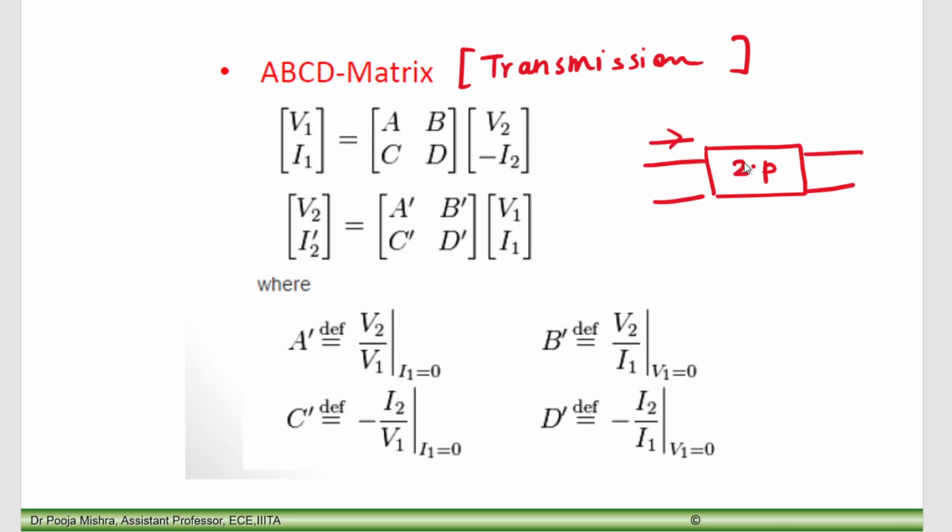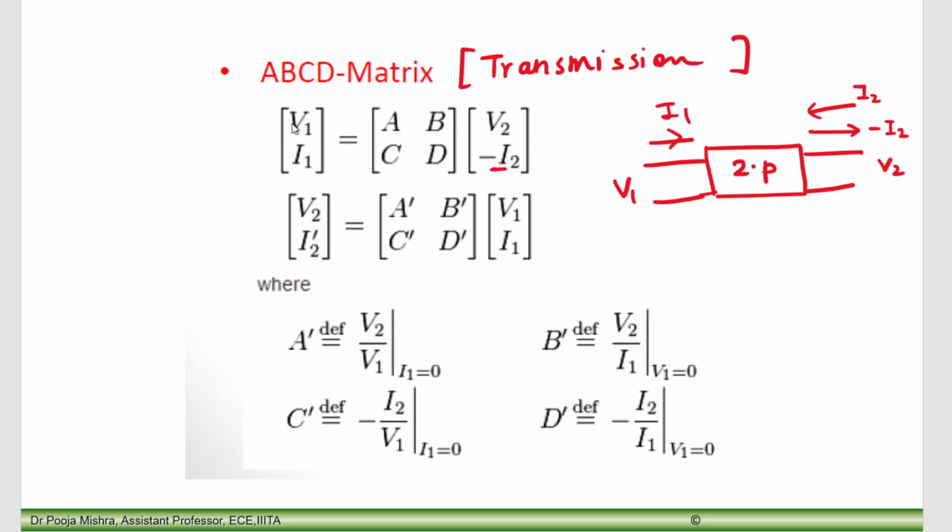current should enter into the port. This I1 is the port 1 current and V2 is the voltage. The original convention is that I2 should be like this. However, in transmission parameters, we want current to be transmitted to other devices, meaning the convention should be minus I2. That's why minus I2 comes here, because we want transmission to occur from one point to another point, and we consider that current is flowing outside port 2.